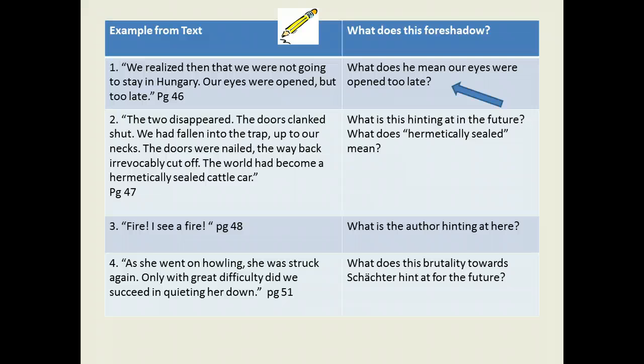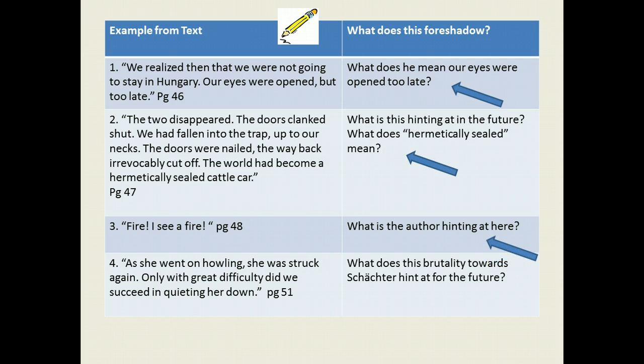Okay, so example from the text number 2. Of course, pause if you want to answer real quick and then start the video again as we continue on. "The two disappeared. The doors clanked shut. We had fallen into the trap up to our necks. The doors were nailed. The way back irrevocably cut off. The world had become a hermetically sealed cattle car." So, what is this hinting at in the future? What does hermetically sealed mean? Include that in your answer for me, please. Again, pause if you need to.